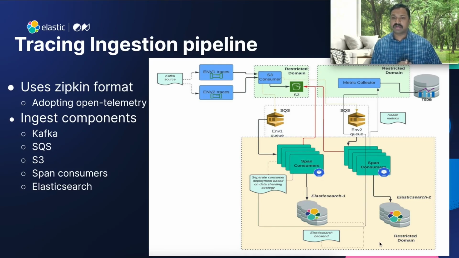All our components today emit health metrics. Those get collected onto a different metric system on which we can visualize the data and additionally create any alerts on top of it. So we have n number of such Elasticsearch clusters that we can support in our architecture.